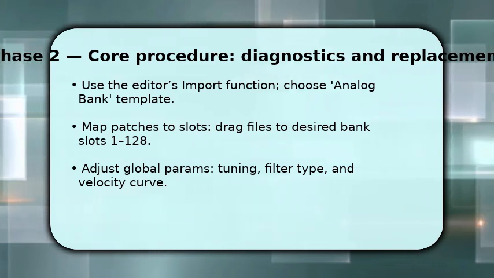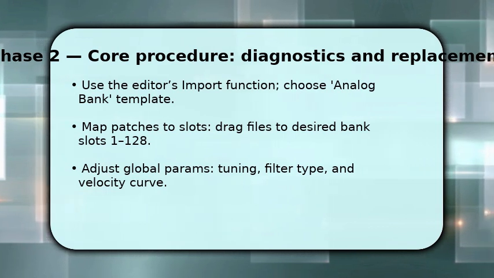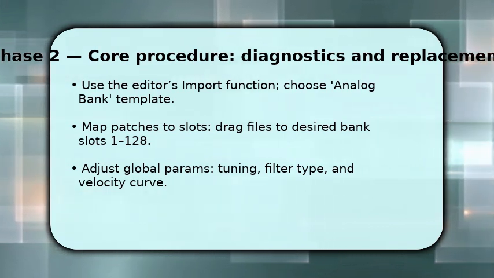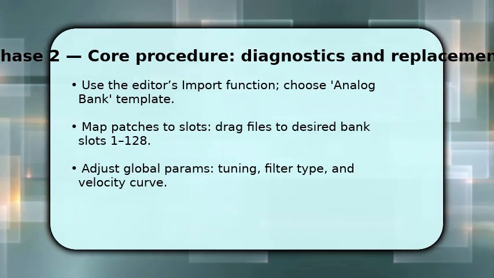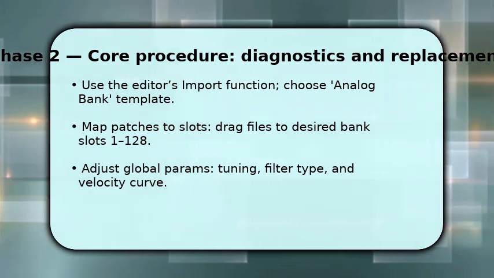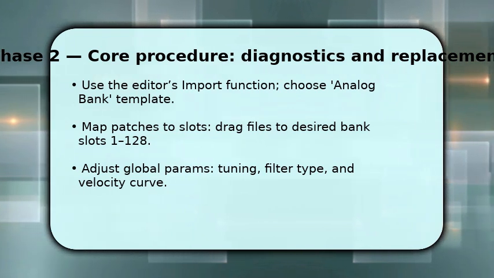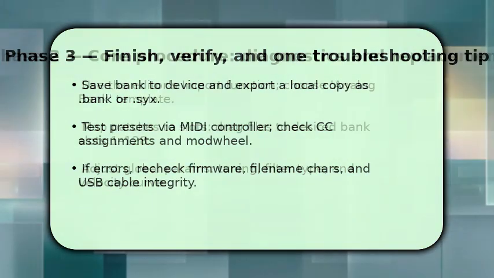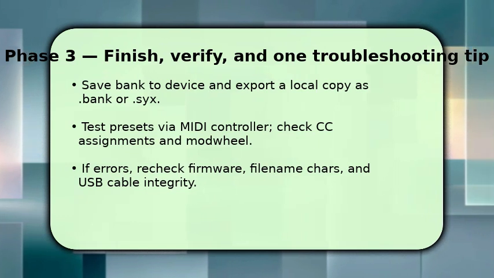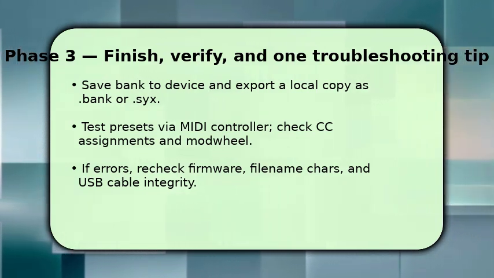Once done, set global parameters like master tuning, filter type, and velocity curve so all patches behave predictably. Make sure to preview each slot by sending notes or using the editor's preview. Then tweak gain and pan to avoid clipping during playback. Finish by saving the new analog bank to the device and exporting a local copy for redundancy.